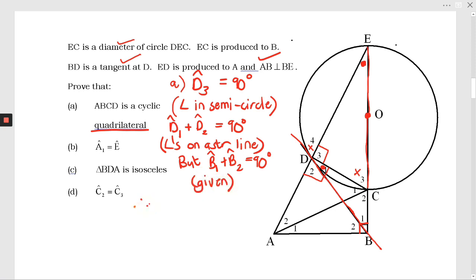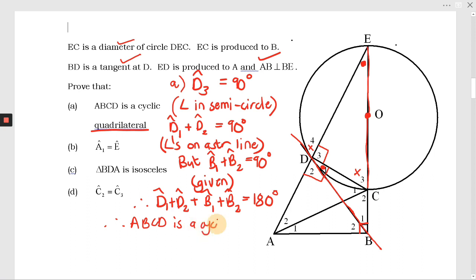Okay, therefore, D1 plus D2 plus B1 plus B2, they both equal 180 degrees. No reason there, that's part of my logic, okay? Therefore, ABCD is a cyclic quad, and my reason is going to be converse opposite angles of a cyclic quad.